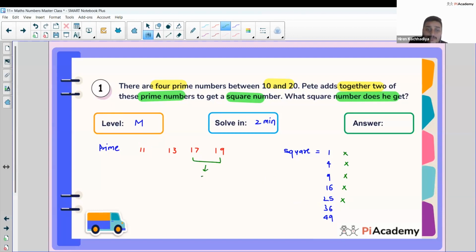And very good to those students who are getting 36 as your answer, okay? So well done, everyone. Let's do this next question.